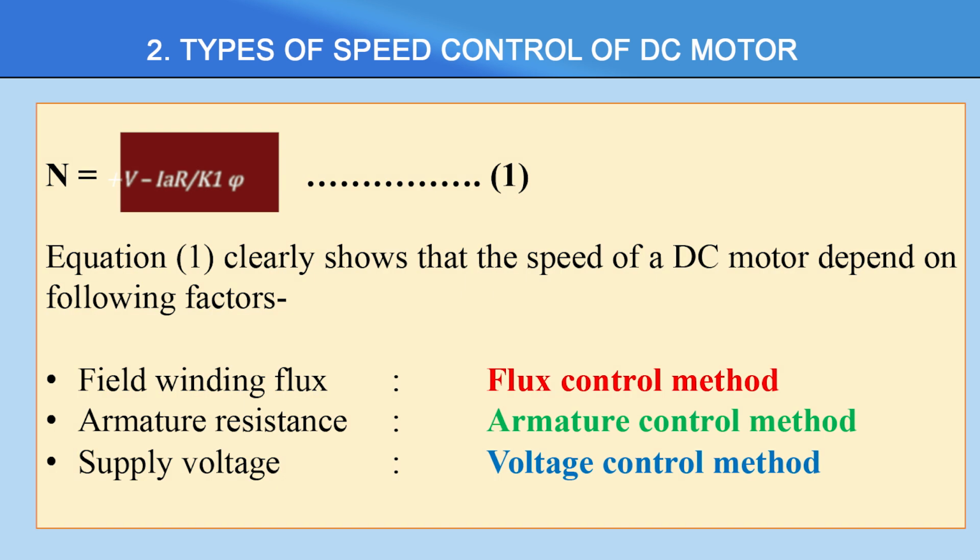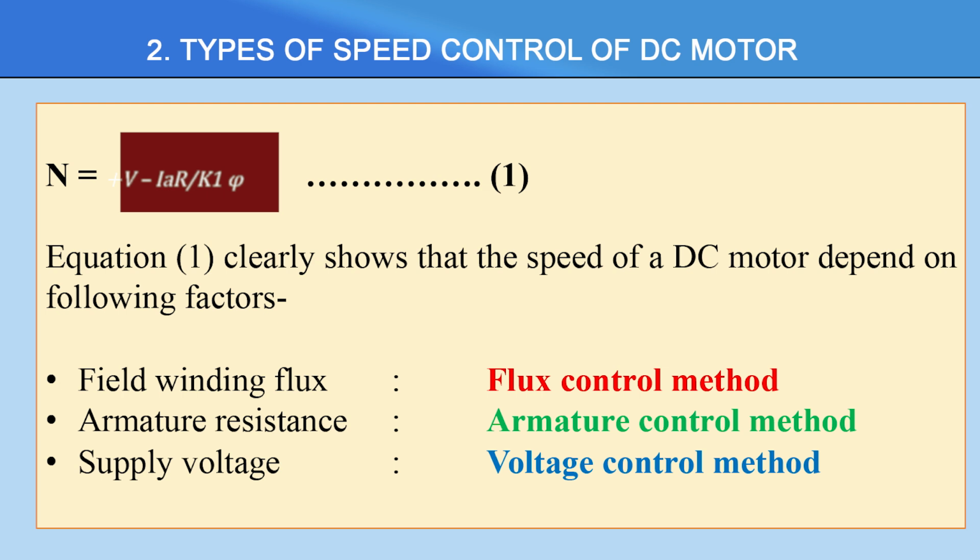This equation we found by equating the two back EMF equations, and this equation is N is equal to V minus IA into R upon K1 phi. This is equation number 1 mentioned here. This equation is very important in order to understand the different speed control methodologies for the DC motor. Why is this equation important? Because this equation has the N value, N means the speed value, and we want to control the speed of the motor.